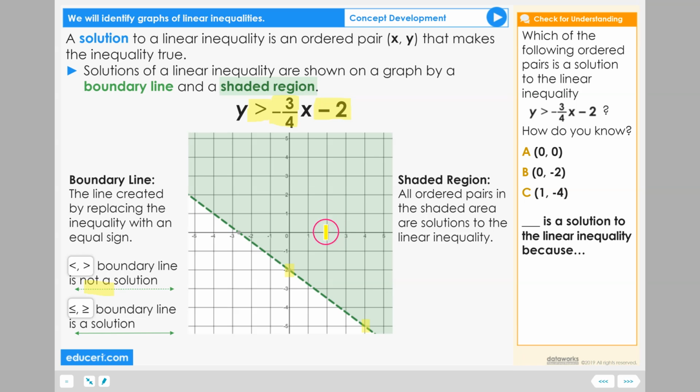So the ordered pair (3, 2) is a solution to this linear inequality because that is an ordered pair that is in the shaded area. Any ordered pair that comes from this non-shaded region would not be a solution to our inequality.